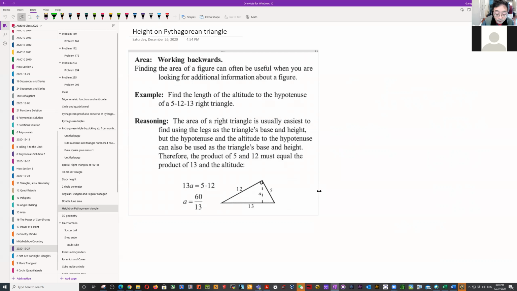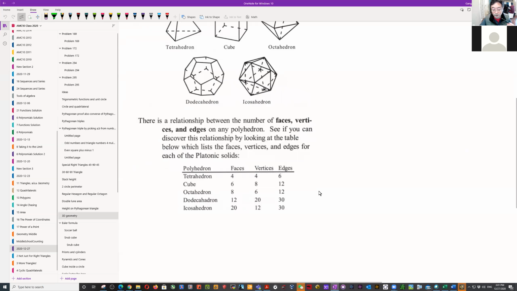With the Pythagorean theorem, you are also able to calculate the height. For example, if you are given a 5, 12, 13 triangle, 13 multiplied by A equals 5 multiplied by 12. It's just based on area, because the area of a triangle can be calculated two ways. If you use the two legs, it's 12 multiplied by 5 divided by 2 equal to 13 multiplied by A divided by 2. So you have this relationship. And okay, let's go to 3D geometry.